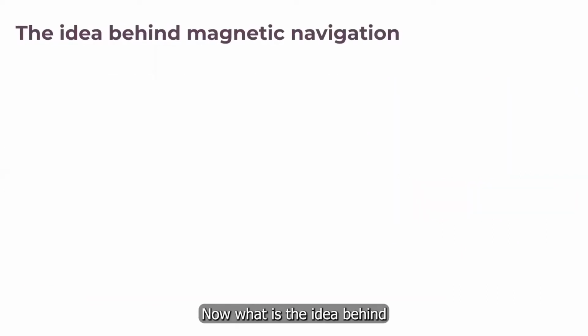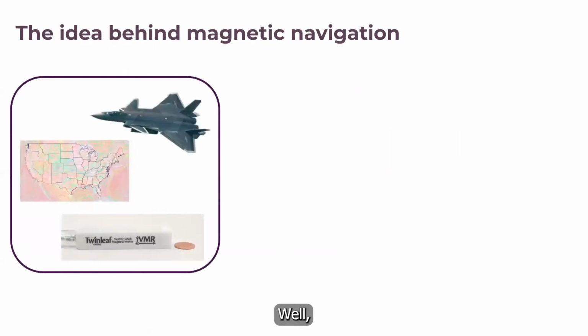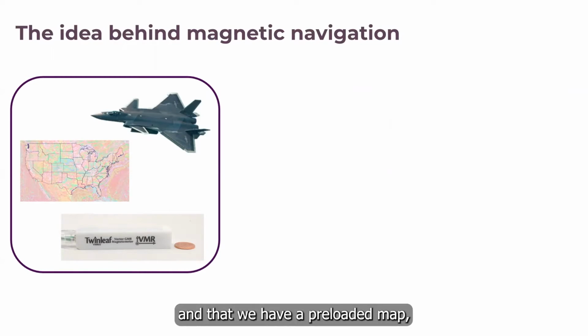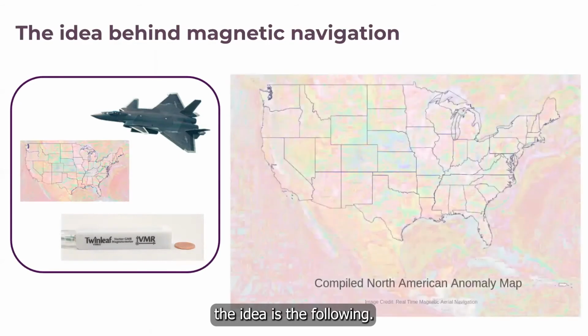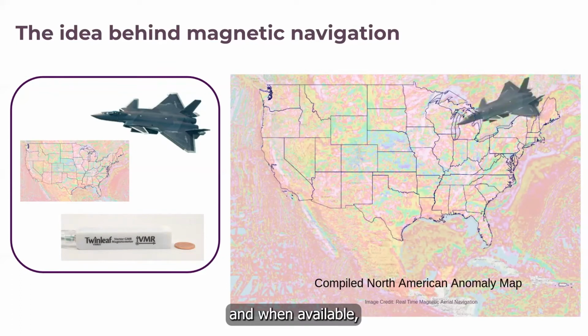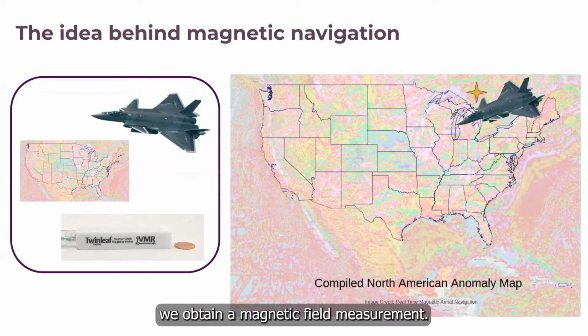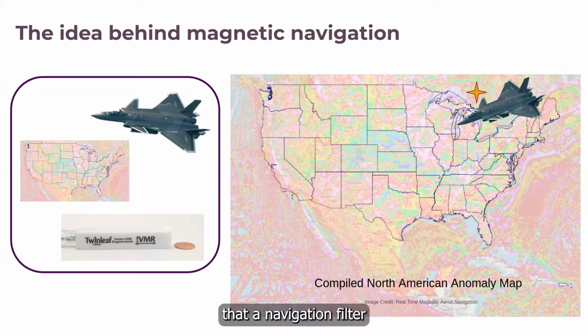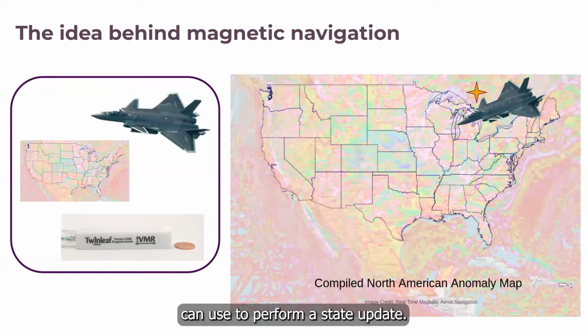Now, what is the idea behind magnetic navigation? Well, provided that some agent is equipped with a magnetometer and that we have a preloaded map, the idea is the following. We use the agent's dynamic model to compute its estimated position, and when available, we obtain a magnetic field measurement. Then, the received measurement is compared with our estimated measurement, which is obtained by querying the map at the estimated location. By comparing the sensor reading and our estimated measurement, we can establish a measurement residual that a navigation filter can use to perform a state update.